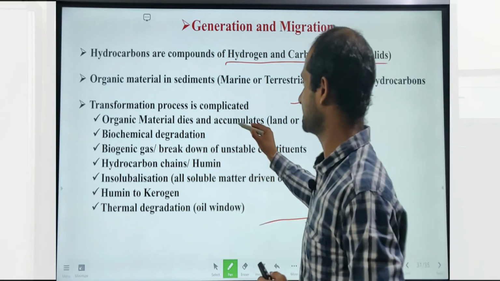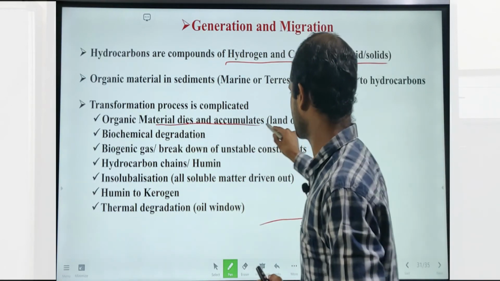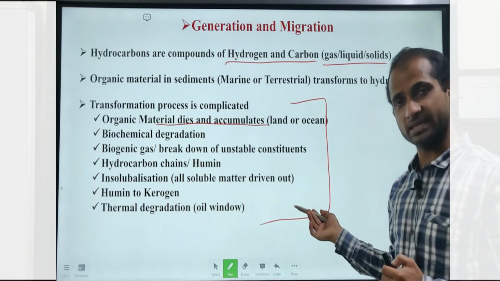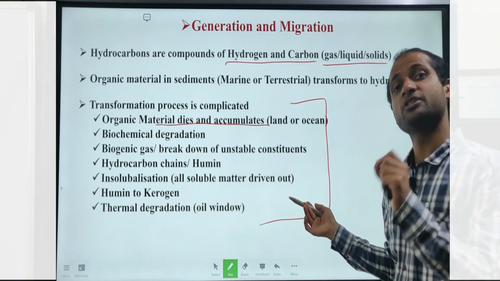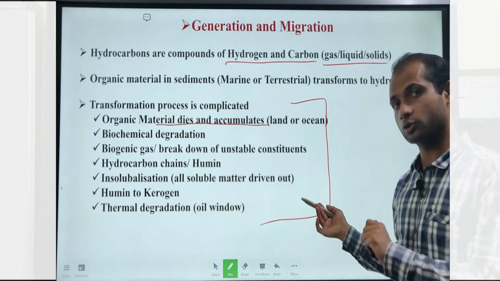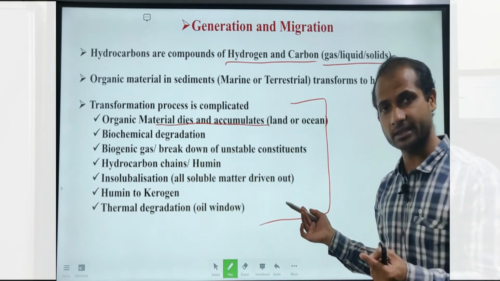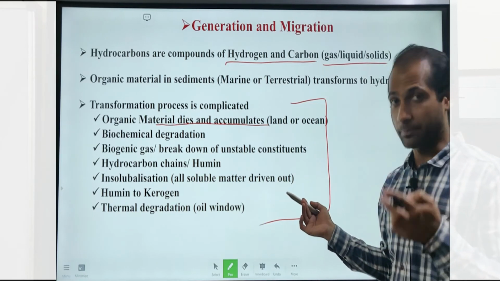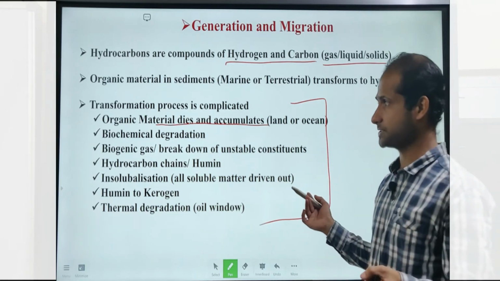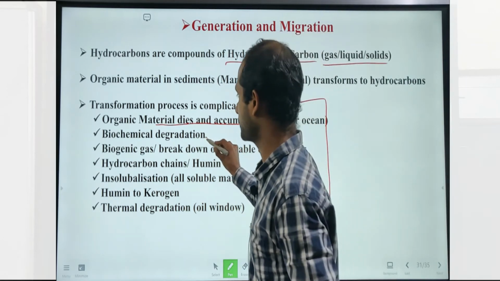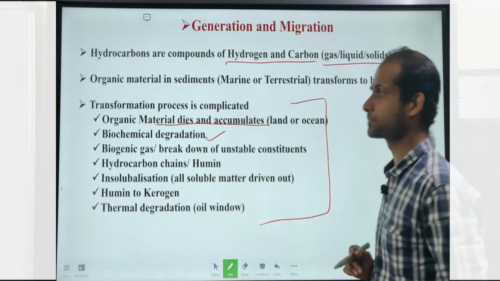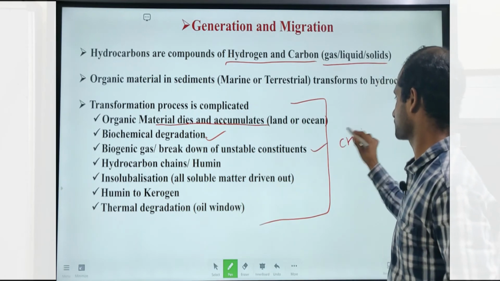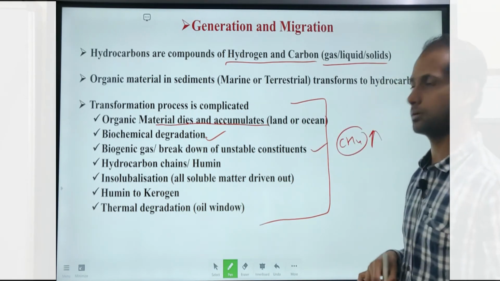That is, initially the organic material dies and accumulates at a suitable place with provided physico-chemical conditions. What are those physico-chemical conditions? Low kinetic energy, absence of scavengers, rapid burial, all those we have discussed. Then what happens? Biochemical degradation starts, and biogenic gases in the form of methane are getting eliminated.